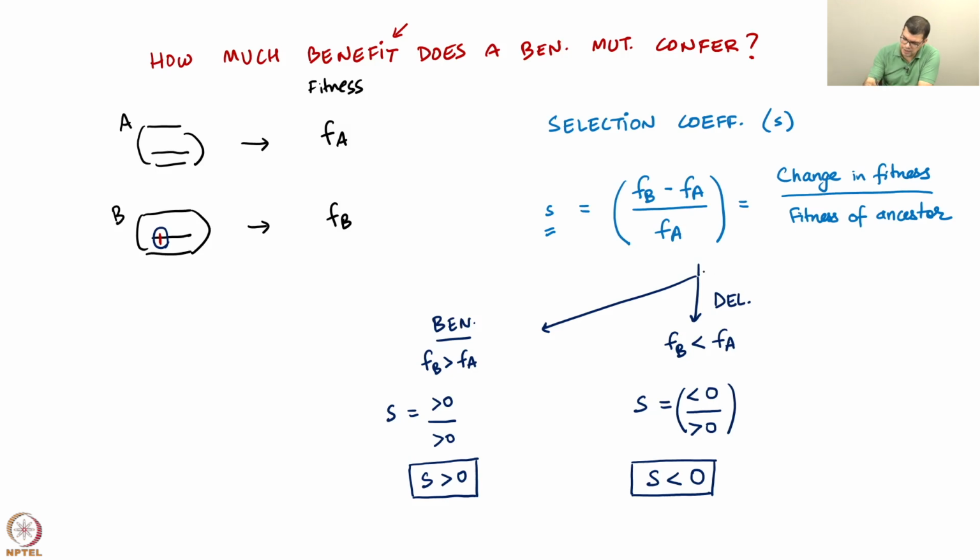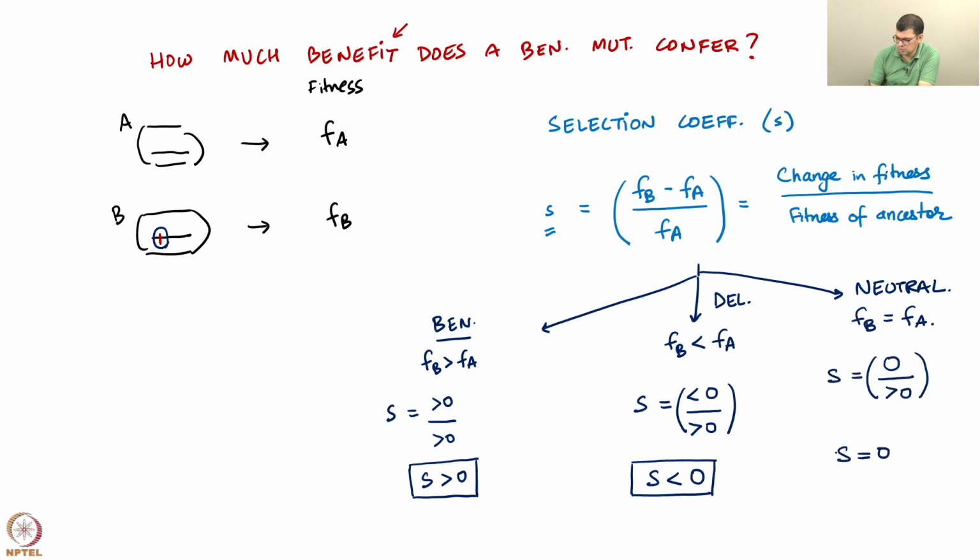All deleterious mutations have their selection coefficient less than 0, all beneficial mutations have their selection coefficient greater than 0. And in the third case, where this is a neutral mutation, by definition Fb is simply equal to Fa, in which case S is just equal to 0 in the numerator and some positive number, which is the ancestor's fitness, in the denominator, so S is equal to 0. So, the thing to note here is that beneficial mutations have selection coefficient greater than 0, deleterious have selection coefficient less than 0, and for neutral mutations it is exactly equal to 0.